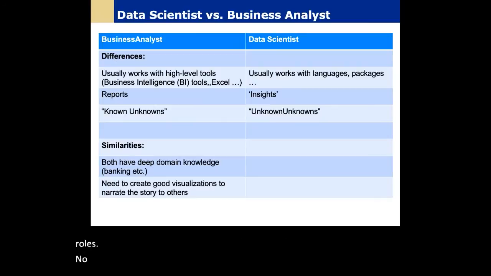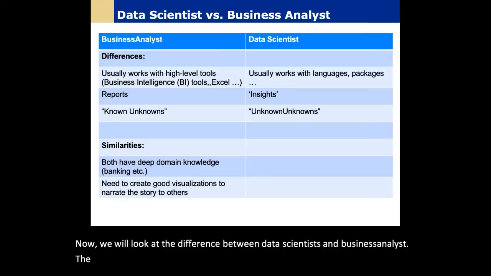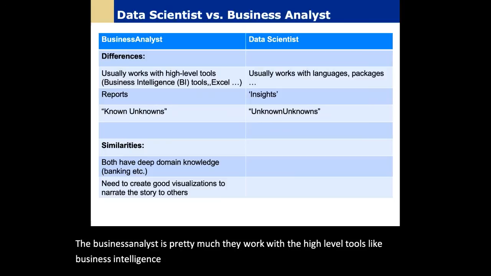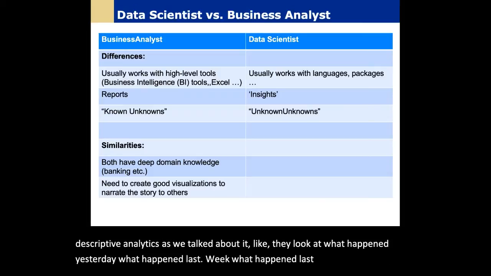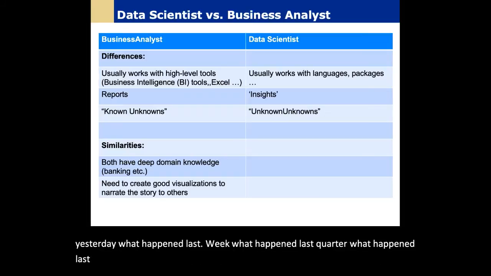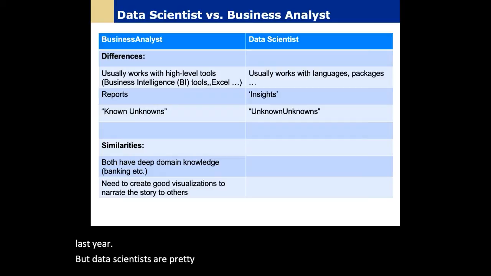Now we will look at the difference between a data scientist and a business analyst. Business analysts work with high-level tools like business intelligence tools such as Excel, Power BI, and Tableau. Their primary focus is descriptive analytics. As we talked about, they look at what happened yesterday, last week, last quarter, last month, and last year. But data scientists look for future recommendation, prescriptive analytics, and prediction.